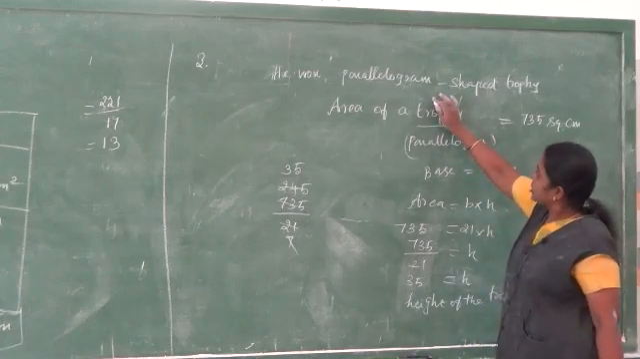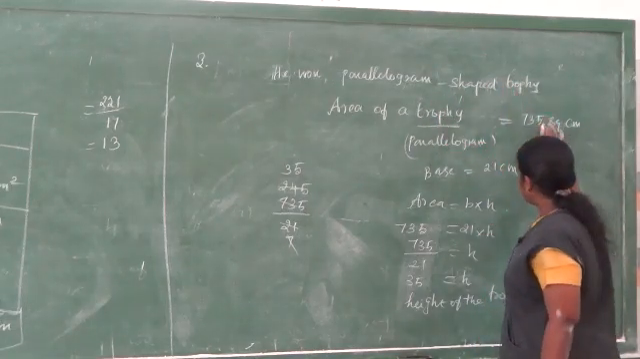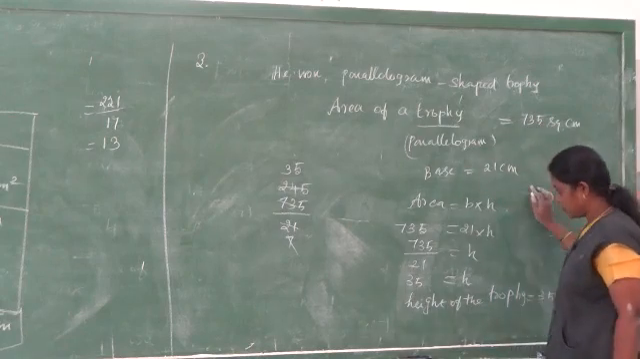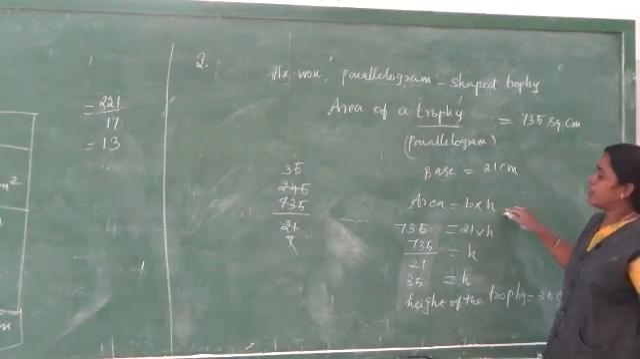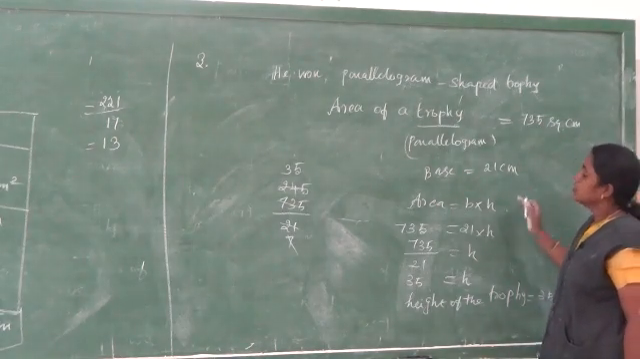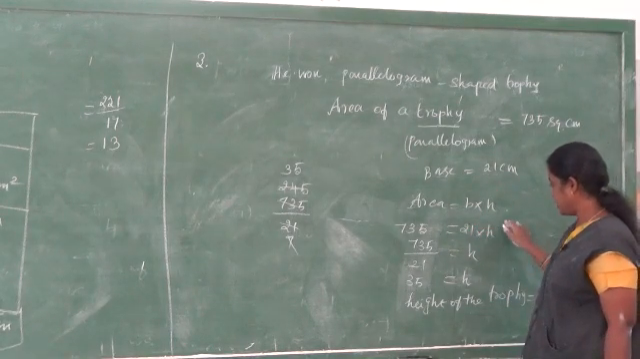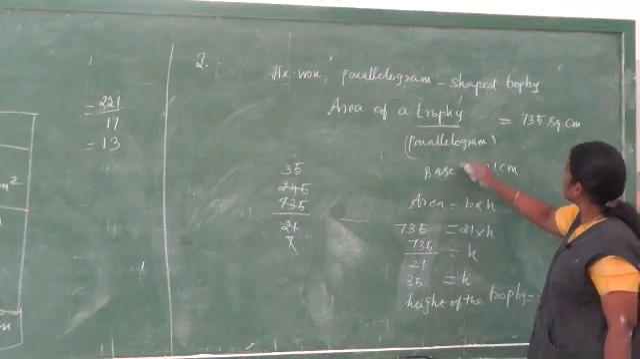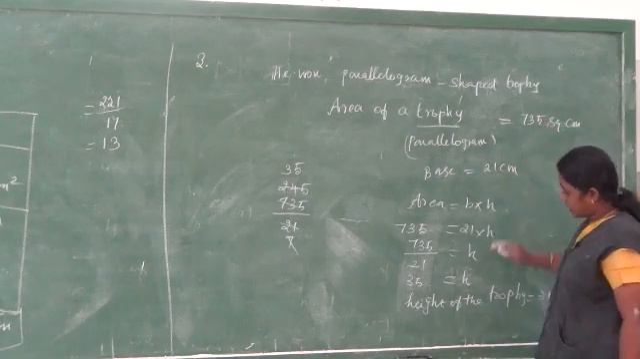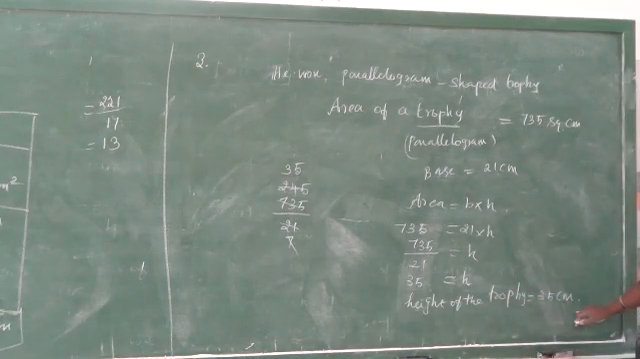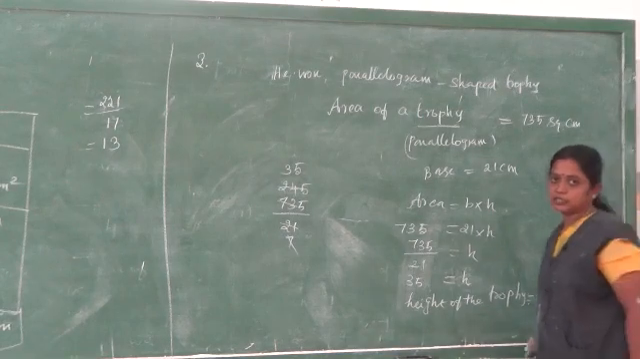Suresh won a parallelogram shaped trophy, that area is given to us, base also given to us. They are asking to find out the height of the trophy. So we are using the area formula, area equal to B into H. We are substituting base and area. We are getting the height of the trophy is 35 centimeter.